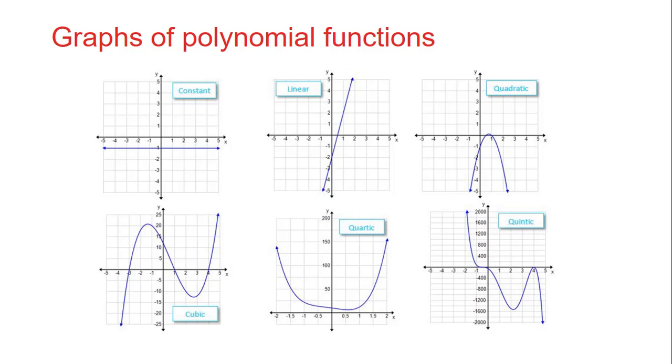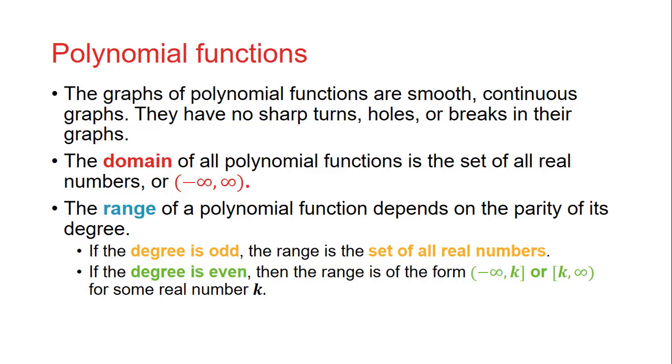There's no holes, there's no gaps in the graph, there's no sharp turns in the graph. So some of them have peaks and valleys, but they're all gentle curves, turning points, so to speak. And so these are the characteristics of the graph of a polynomial function. They are smooth, continuous graphs. They have no sharp turns, holes or breaks in their graphs.